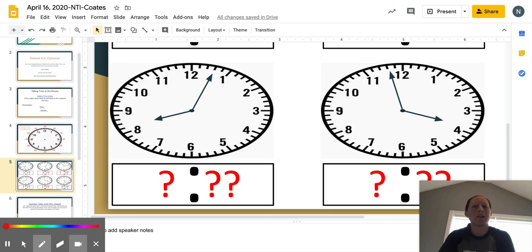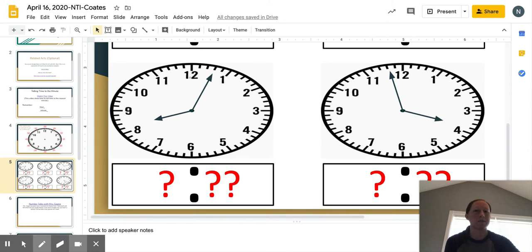Hey guys, I wanted to make a video about telling time to the minute. We started this week by reviewing telling time to the hour and telling time to the half hour. Then we moved on to telling time to 5 minute increments, but now we're ready to move on to telling time to the minute. That way you're able to tell time no matter what the hands on the clock say.